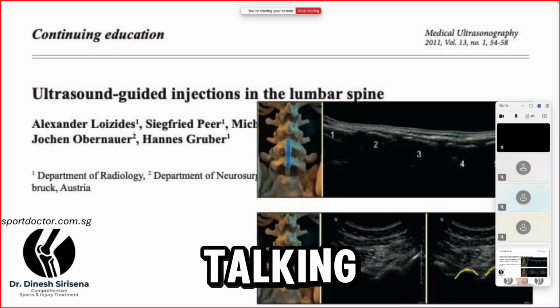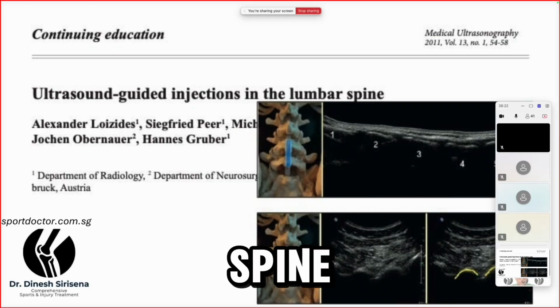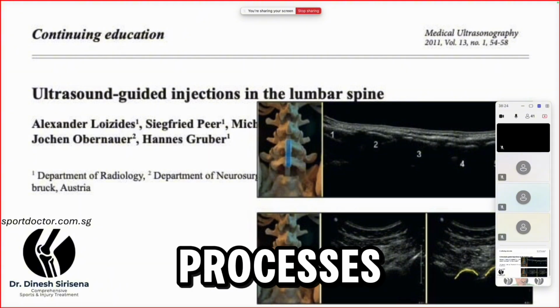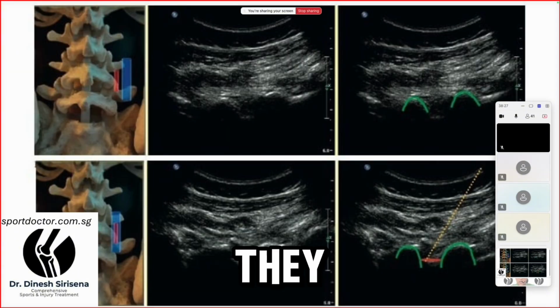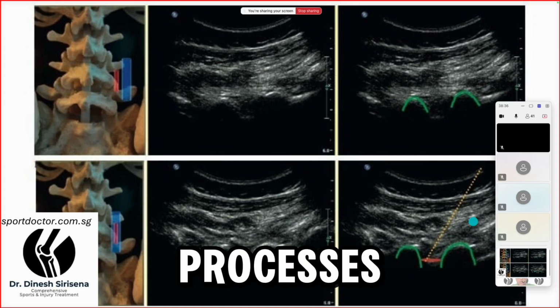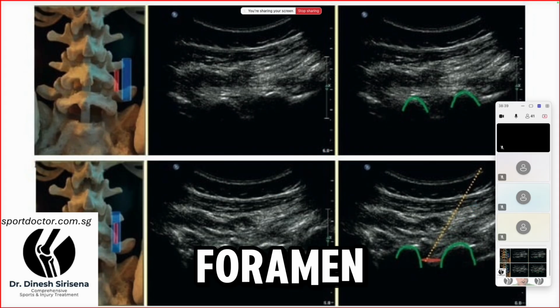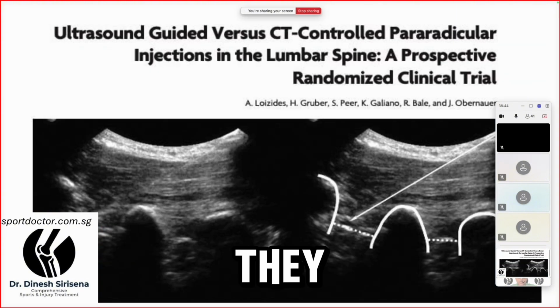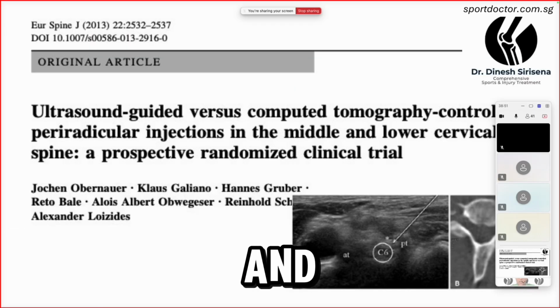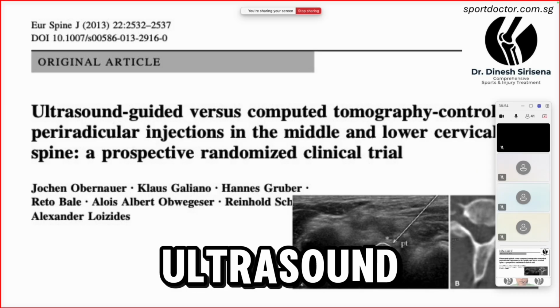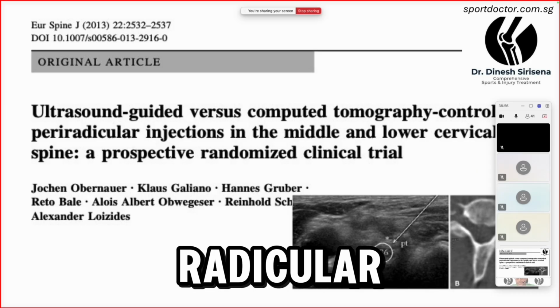In this paper, they're talking about looking at the lumbar spine and facet joints and the spinous processes and so on. They have very nice diagrams on what you're looking for. At this level, you should see the facet joints, and as you move further out, you'll see the transverse processes, and that's where you're aiming for the foramen in terms of injections. They compared ultrasound versus CT, and found that it's very effective in terms of outcomes. They've also written about ultrasound in periradicular injections.